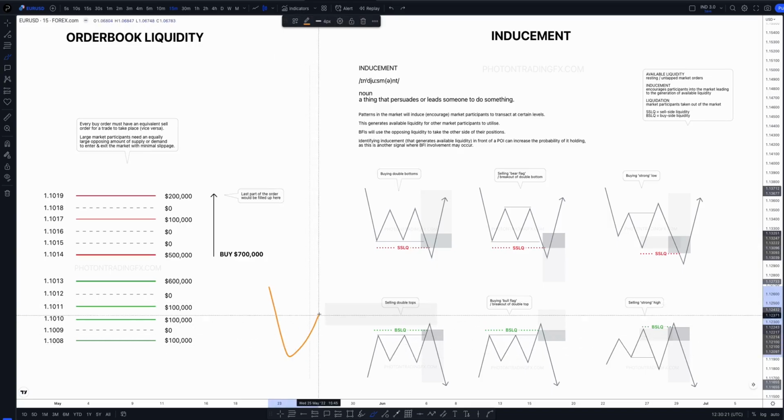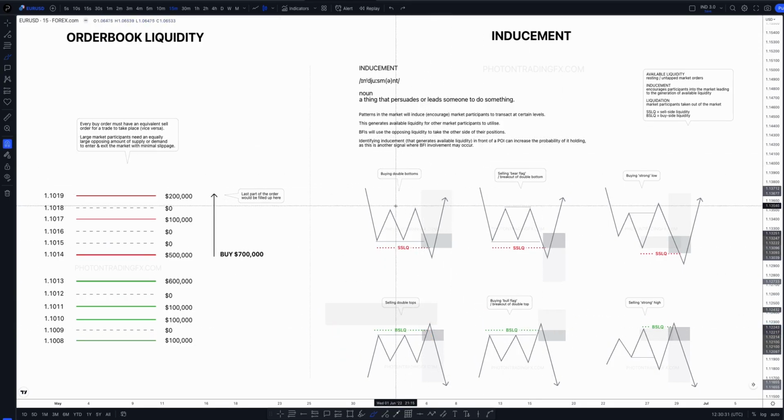And then if you've got a strong supply zone like this, we think institutions are going to sell from here. They're going to need that buy side liquidity to sell into to reduce their slippage, okay? So when we say inducement, the Oxford English Dictionary definition, God, that was a mouthful, ironic, of inducement is a thing that persuades or leads someone to do something, okay?